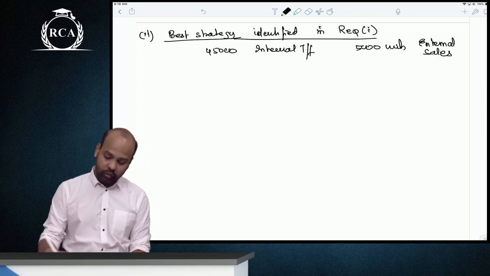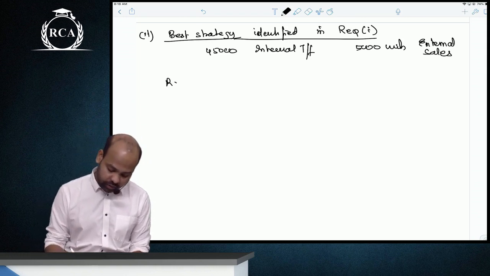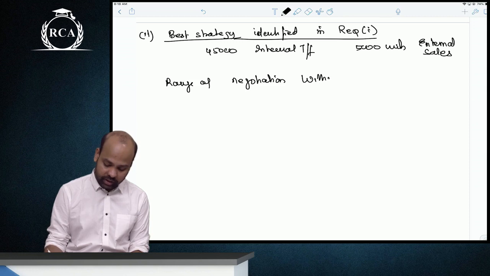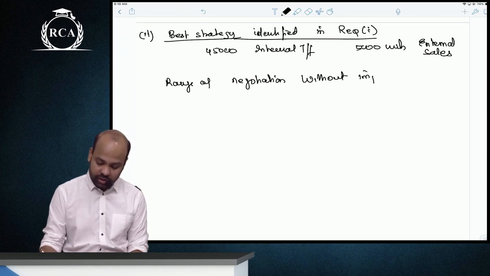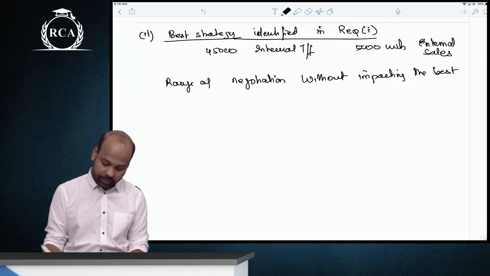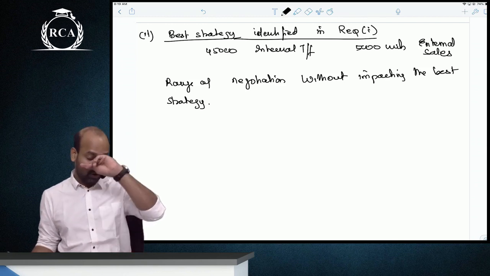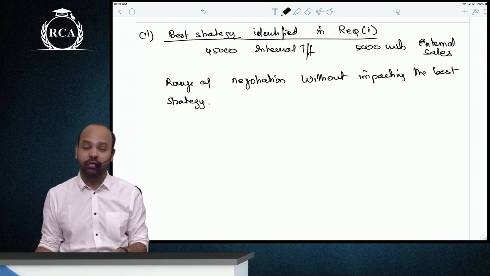Now the requirement here is the range of negotiation without impacting the best strategy. What would be the range of negotiation without impacting the best strategy? Yes or no? Now what would be that range of negotiation?